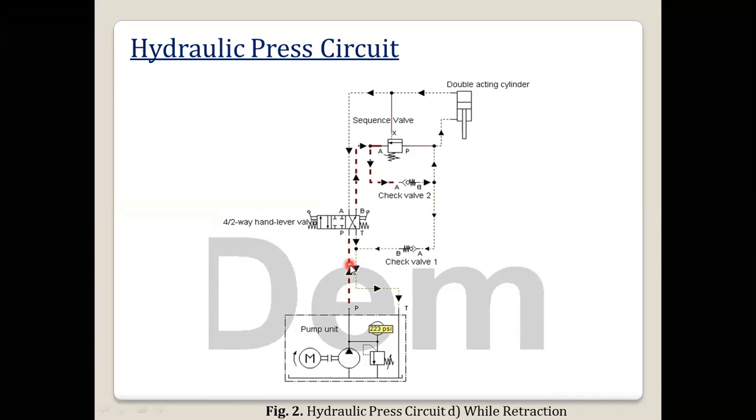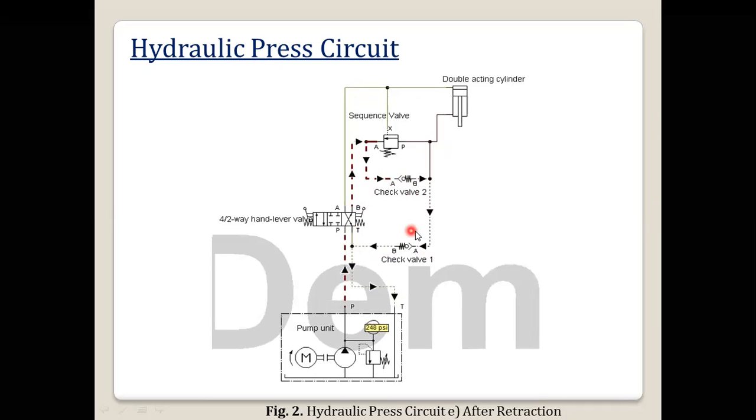Then in the retraction, what will happen? Oil will be flowing from P to B. Then from P to B it will go to check valve 2. From check valve 2 it will flow through the rod side. Then oil will flow from the piston side to port A, and from port A the oil will flow to the tank. So in this way, this shows the complete extension, where the oil is flowing through check valve 2.